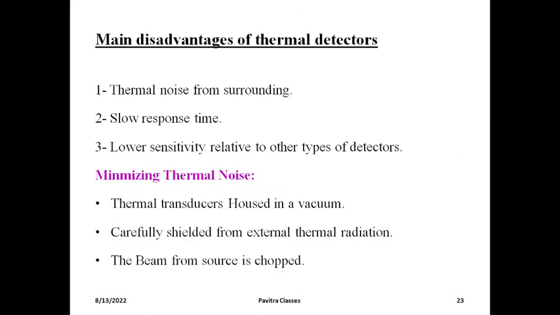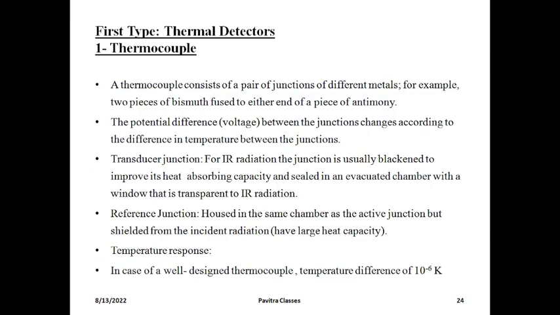Next are the major disadvantages of thermal detectors. Thermal noise from the surroundings can be picked up, there is a slow response time, it takes much time, and lower sensitivity, lower relative to the other types of detectors. To minimize the thermal noise, the thermal transducer is sometimes housed in a vacuum, carefully shielded from external thermal radiation. It may pick up external thermal radiation from outside the lab also, so because of that it is very rarely used. The beam from the source is also chopped.